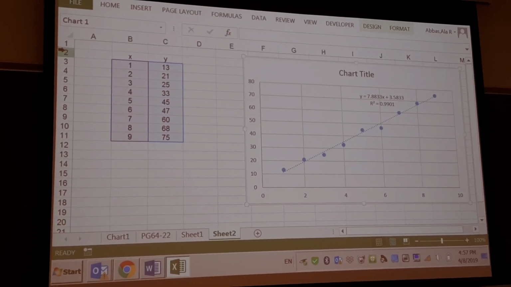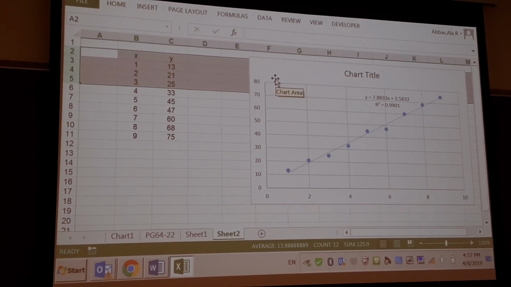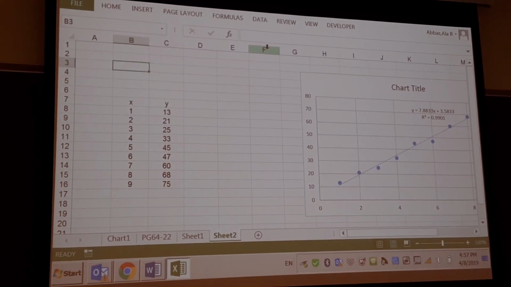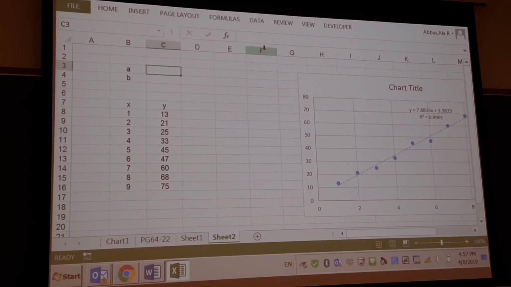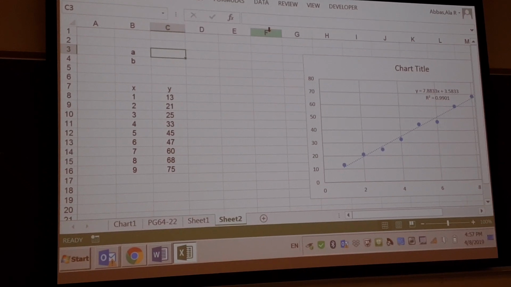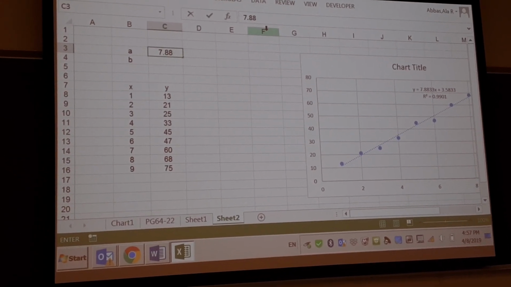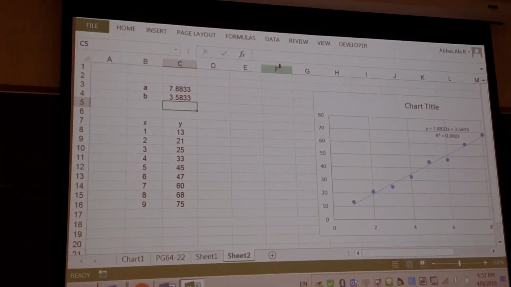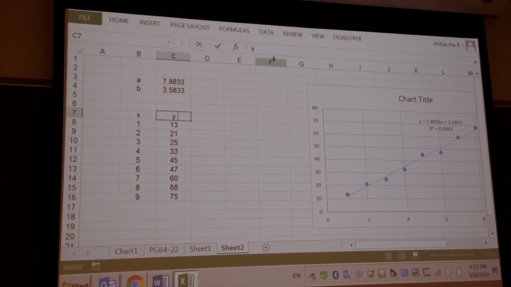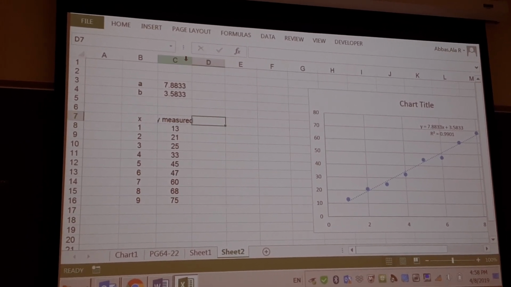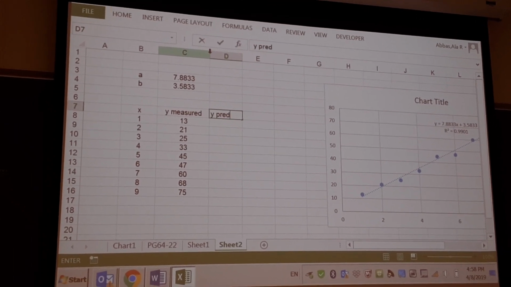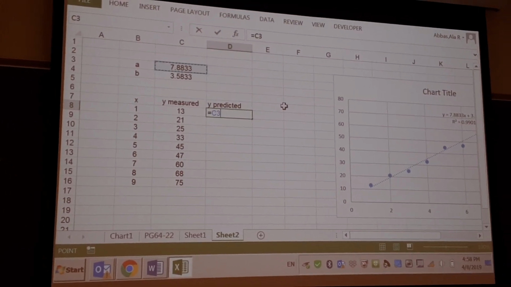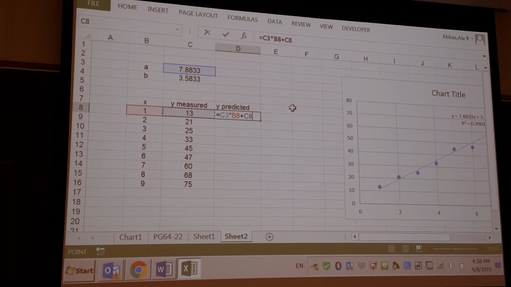If you come to this equation, this equation is a linear equation, yes. So in here, A is equal to 7.8583. Sometimes they flip them, A and B, but that's okay, as long as we call it the right way. I'm going to call this Y measured, and this I'm going to call Y predicted. So what is Y predicted equal to? It's equal to A times X plus B, yes?